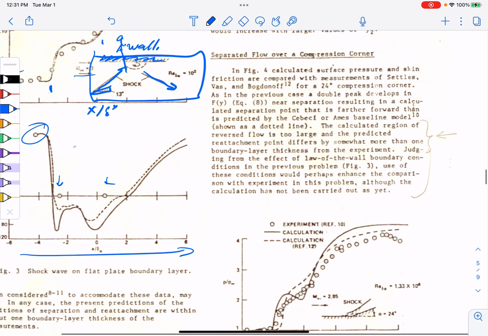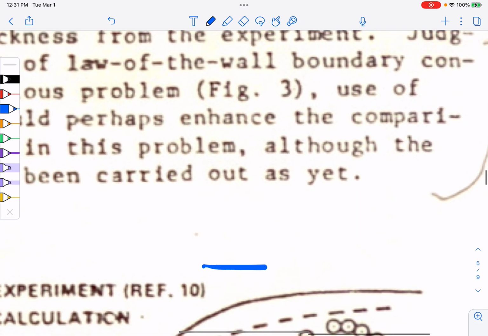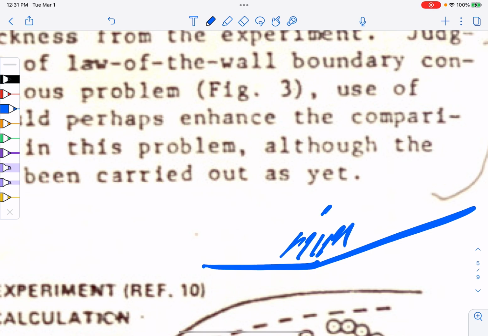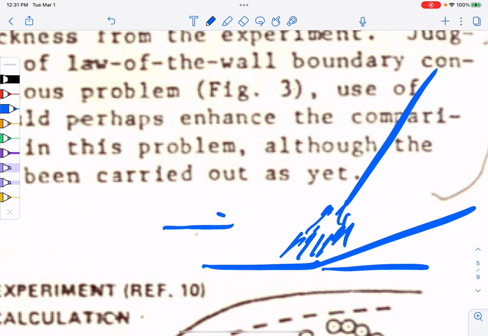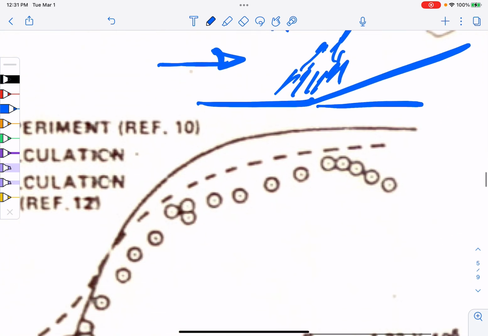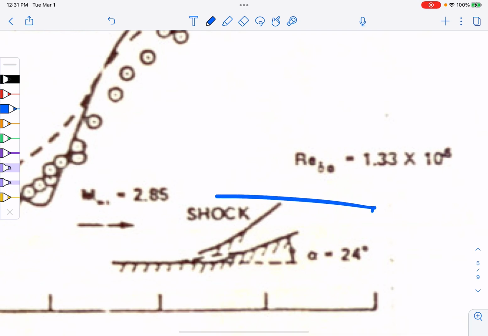So what is a compression corner, you might ask? Well, it's some flow like this. And this is going to compress the flow in here, and it's going to come in and form a shock wave. So the flow is going this way. This is a shock. And this is, of course, P1, and this is P2, where P2 is greater than P1. Right, so a shock wave forms, and that's shown in this tiny little diagram down here.